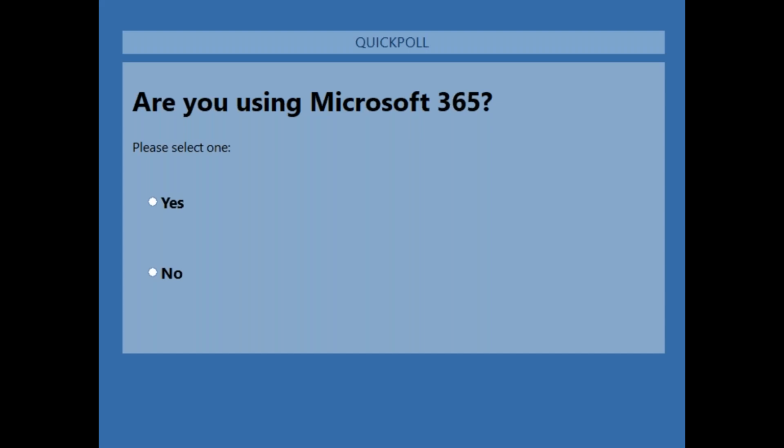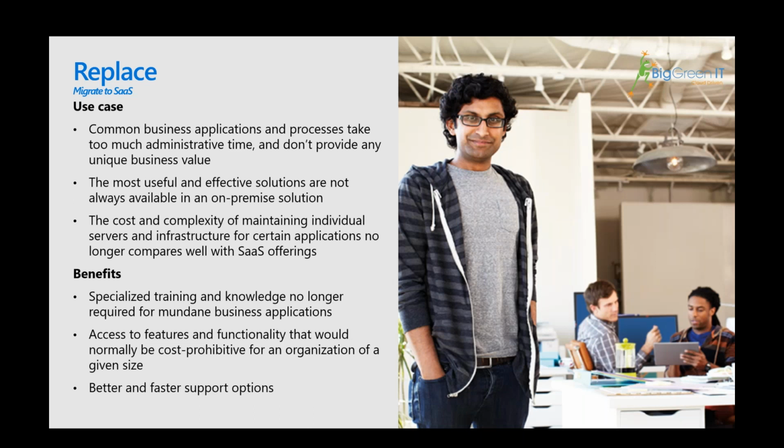So I'm going to close this poll. Thank you very much for answering that. And again, we put this in the slide here because we just want to set that into your thinking, that sometimes migration to Azure just isn't the answer. It's really migrating to software as a service.